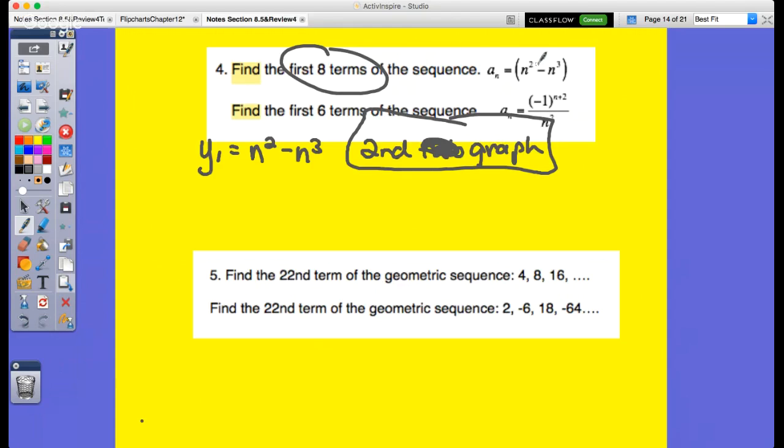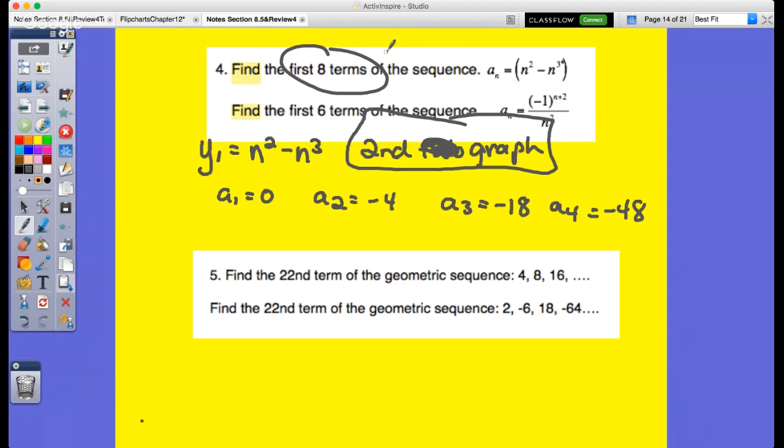You could also plug 1 in. 1 squared is 1, minus 1 to the third is 1, and 1 minus 1 is 0. So a sub 1 would be equal to 0. A sub 2, if plugged in, would be 4 minus 8, which would be negative 4. The third term would be 3 squared is 9 minus 27 is negative 18. The fourth term is 16 minus 64, which should be negative 48.